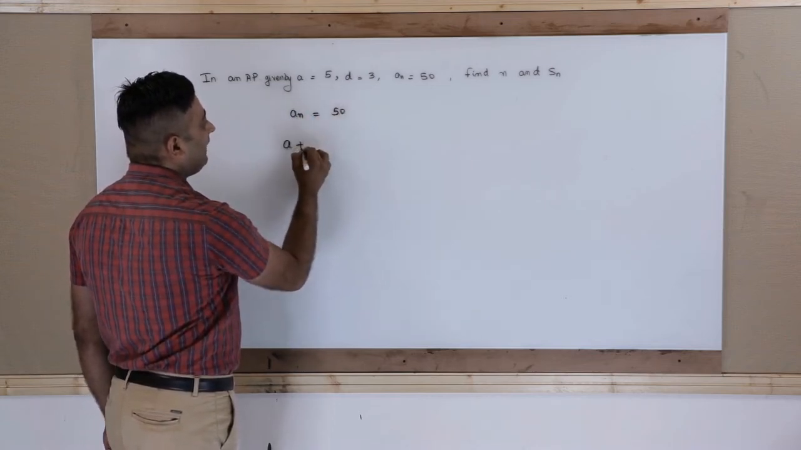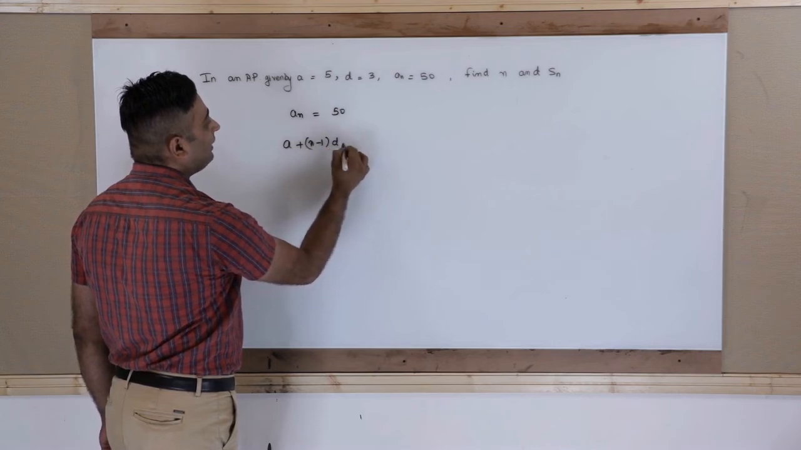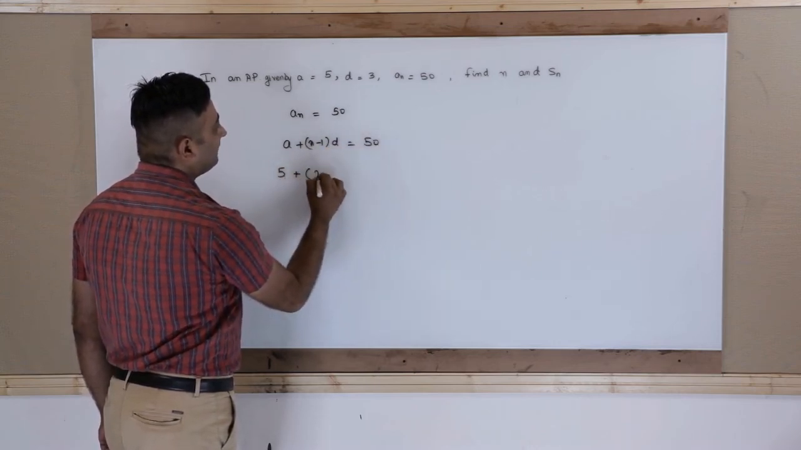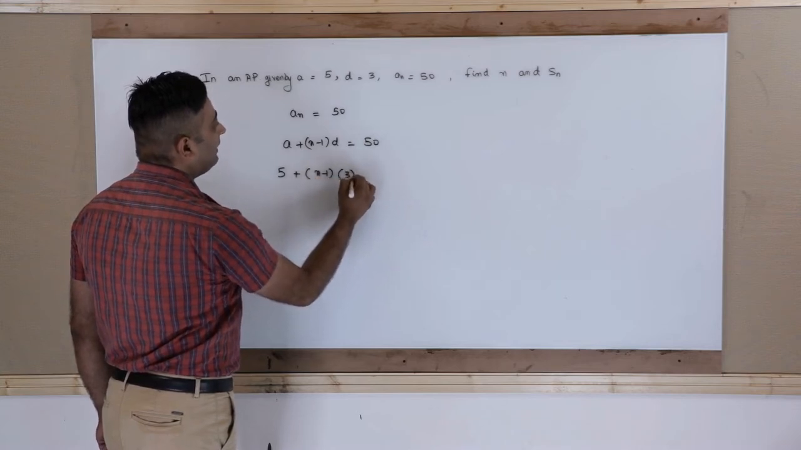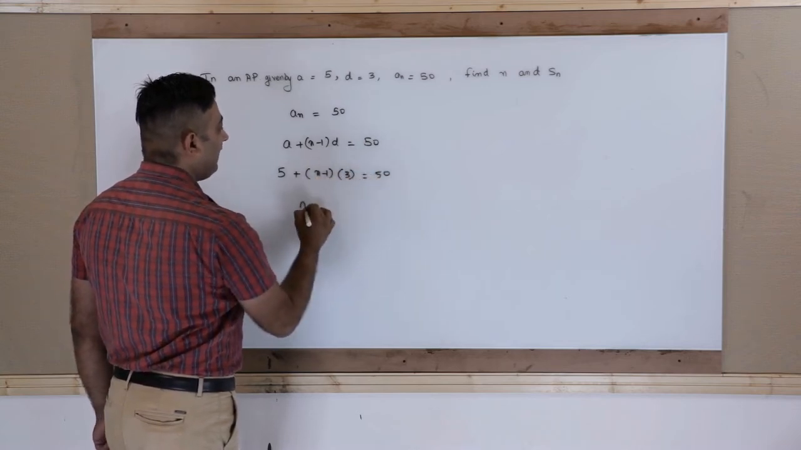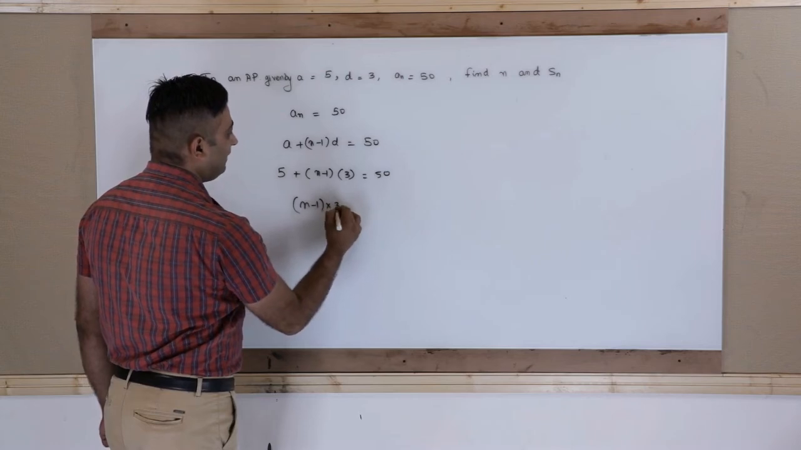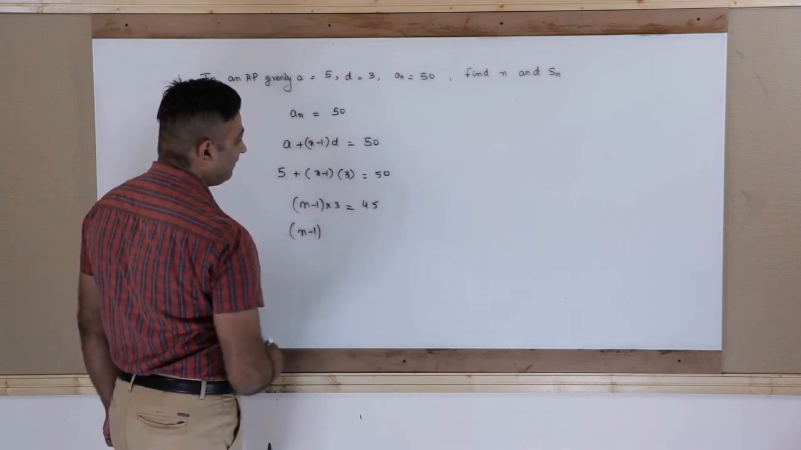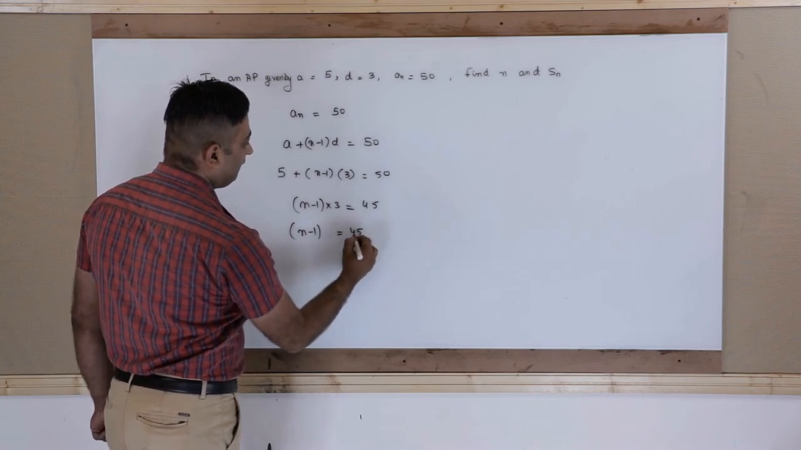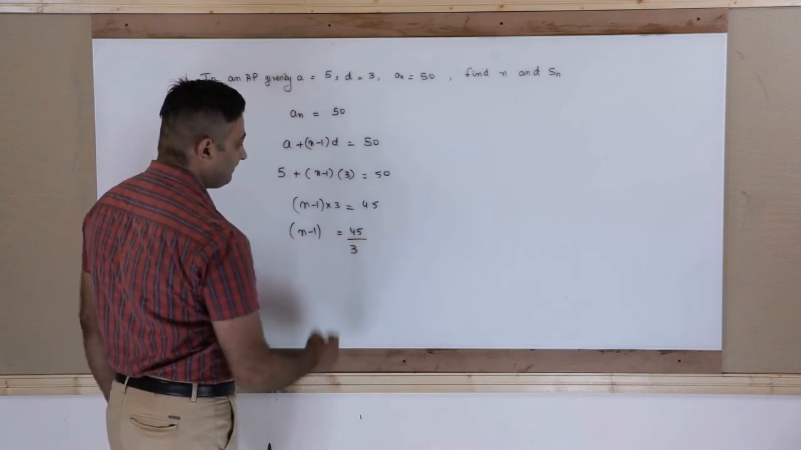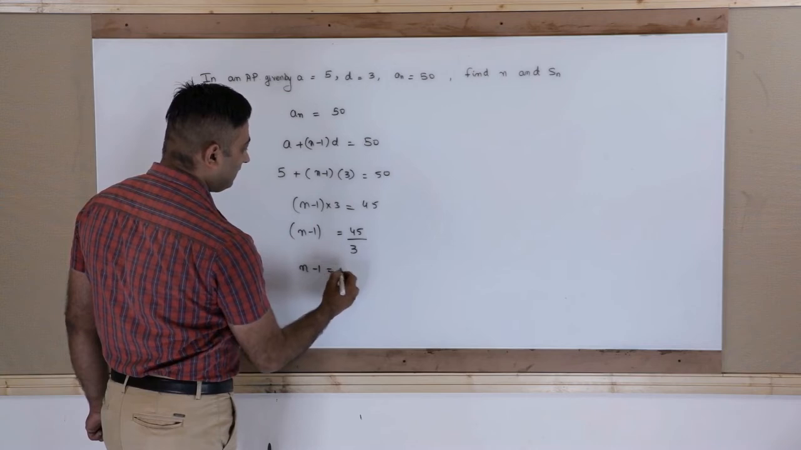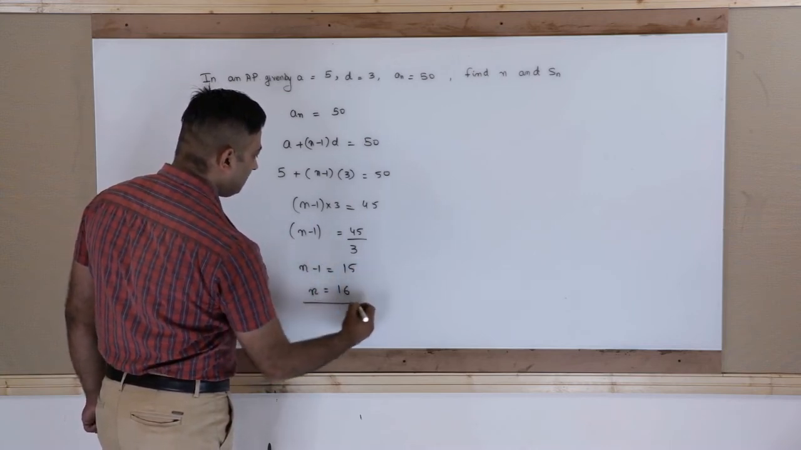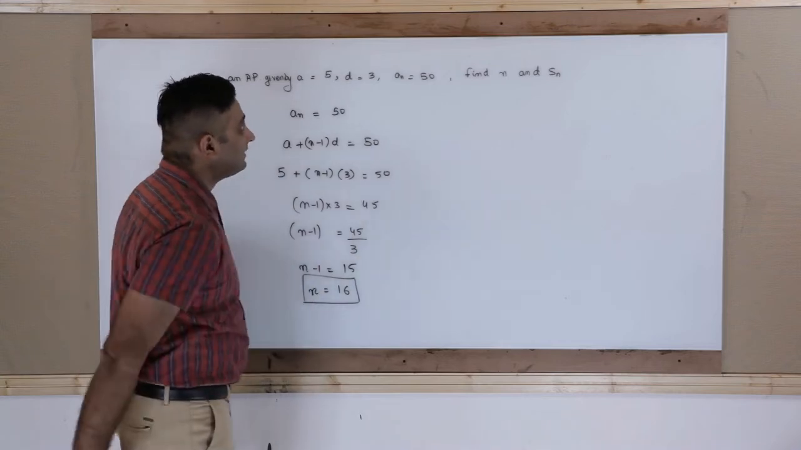That means A plus (N minus 1) into D is equal to 50. That means 5 plus (N minus 1) into 3 is equal to 50. That means (N minus 1) into 3 is equal to 45. That means N minus 1 is equal to 45 divided by 3. That means N minus 1 is equal to 15. That means N is equal to 16. So the value of N is 16.